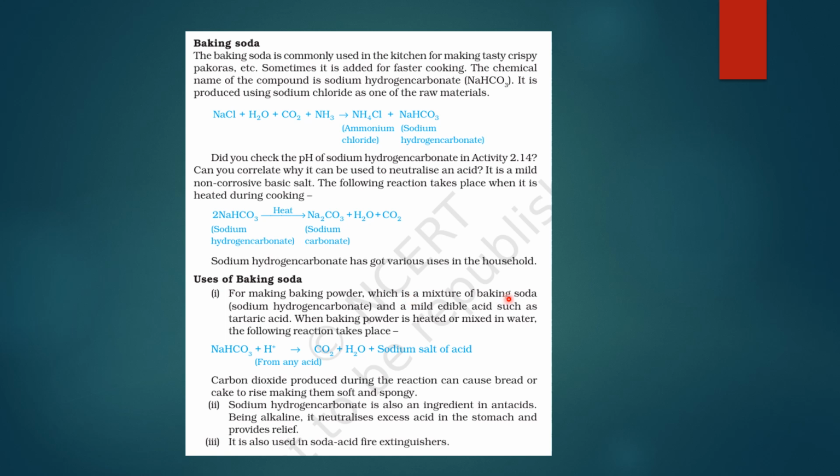ठीक है, कैसे बनता है? बेकिंग सोडा में आप मिक्स कर देते हो mild edible acid such as tartaric acid. Edible acid वो होती है जो हम खा सकते हैं. Okay. So इसके साथ अगर हम एक acidic component H plus ऐड करेंगे, it gives CO2 plus H2O and sodium salt of acid. Right. This carbon dioxide produced during the reaction can cause bread or cake to rise, make them soft and spongy. तभी आप बेकिंग पाउडर यूज करते हो ना जब आप केक वगैरह बनाते हो, फॉर दैट.